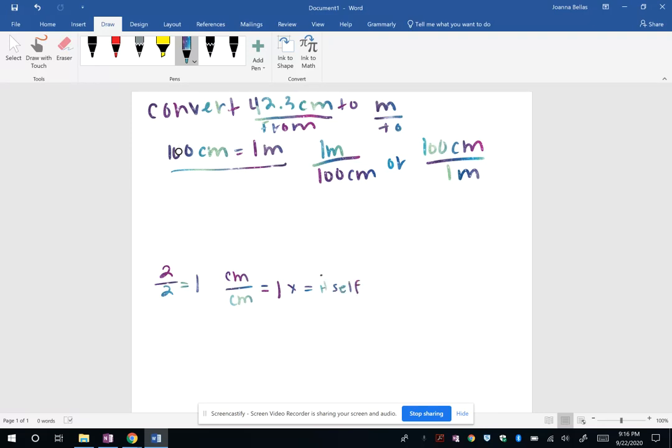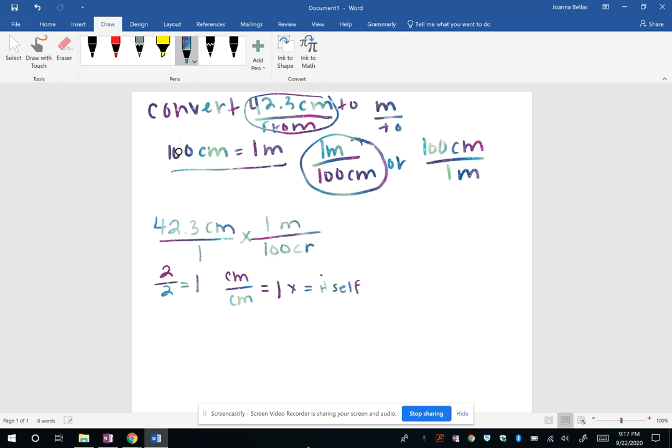So now we know that we are starting with this guy right here, so we have to write him first. So 42.3 centimeters. Okay, centimeters is on top because remember, this is the same thing as over 1. Centimeters is on top. I need to cancel it out, so I have to get centimeters on the bottom. So that means that I'm going to use this conversion factor because centimeters is on the bottom. So you're going to write times 1 meter over 100 centimeters. Okay. Then you're going to multiply across: 42.3 centimeters times 1 meter over 1 times 100 centimeters.